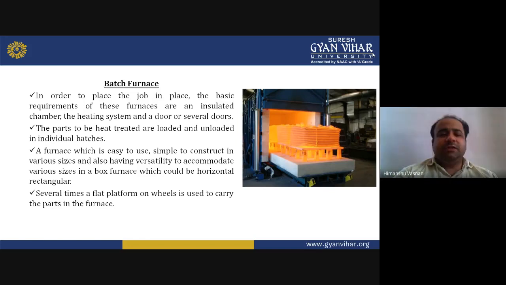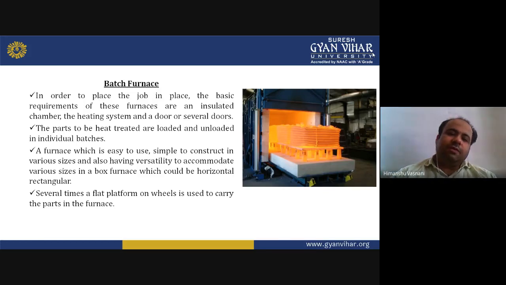This furnace is very easy to use, simple to construct in various sizes, and also has the versatility to accommodate various sizes, as in a box furnace, which could be horizontal, rectangular. When we're talking about the furnace, it is very simple to construct in variable sizes, but it all depends upon what kind of design you want for your application.